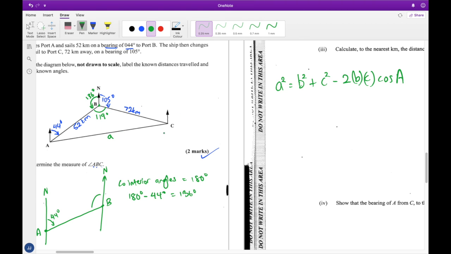And thankfully, we have everything that we need. We have the two sides. We have the angle opposite to the side that we need. So the cosine rule is the perfect fit.